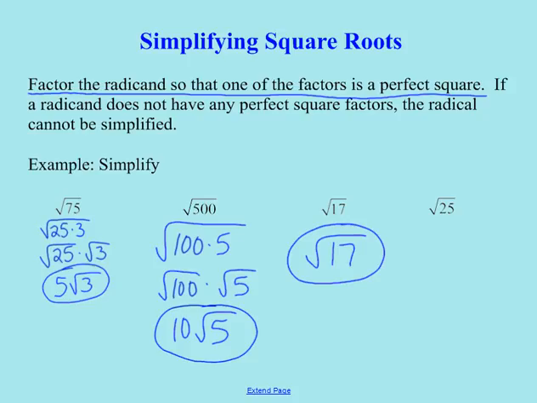Our final example is the square root of 25. And hopefully you recognize right off the bat that 25 is a perfect square because it's 5 times 5. So to take the square root of 25, we simply get the number 5.